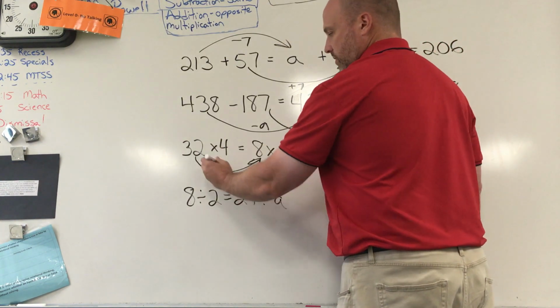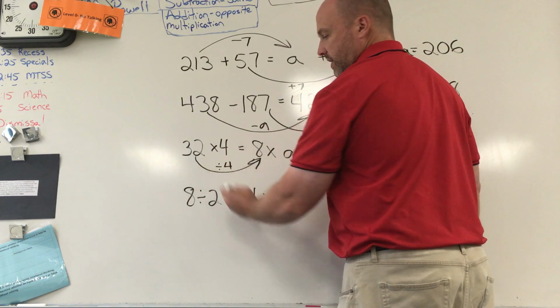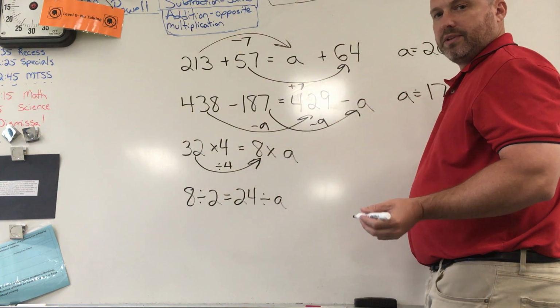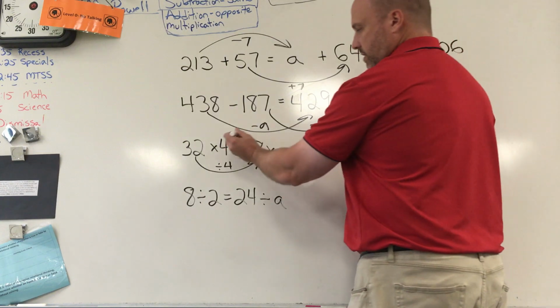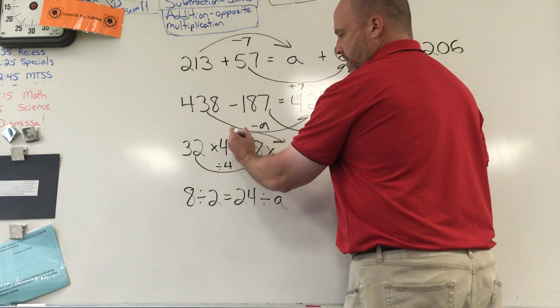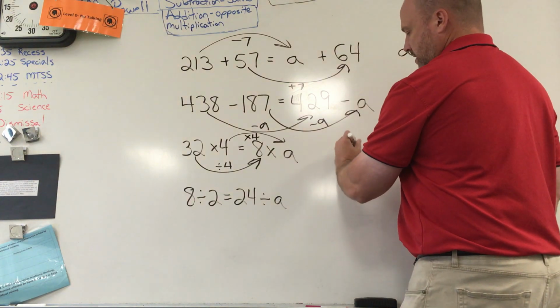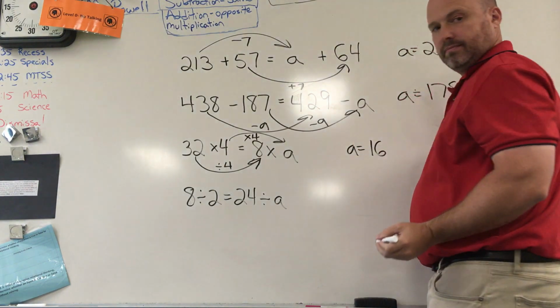So 32 divided by 4 is 8. If I divide by 4, the rule for multiplication is opposites. So if I divide it by 4 here, I have to multiply by 4 here. 4 times 4 is 16, so A equals 16.